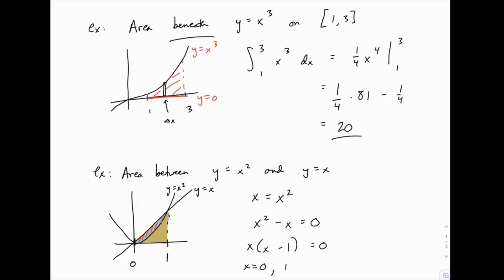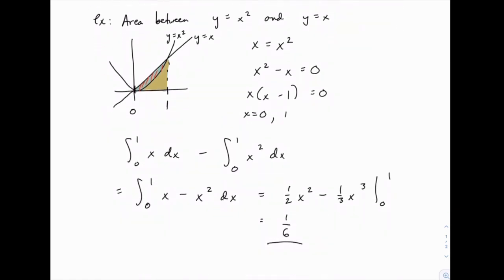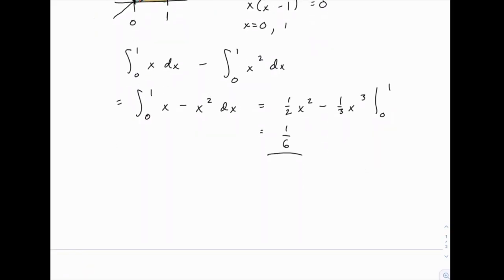So really, every time we were doing the area beneath a function, we were really doing the area between that function and y equals 0. And we can see that now here. And the more general version is that the area between two curves is the integral of the upper minus the lower. So we can write that down in general terms, that the integral of the upper function minus the lower function gives us the area between them.